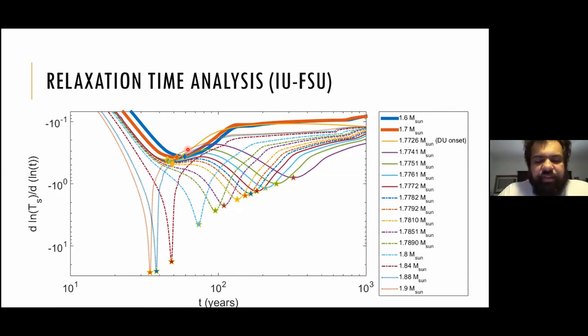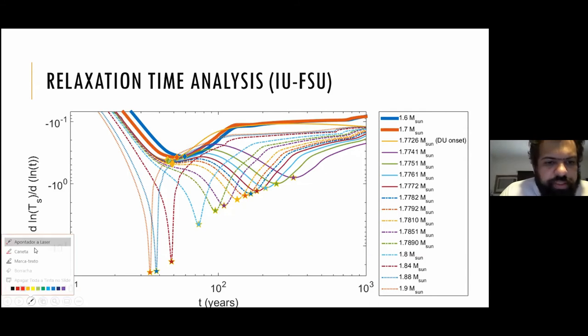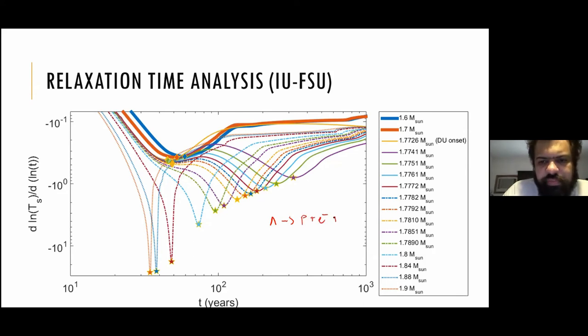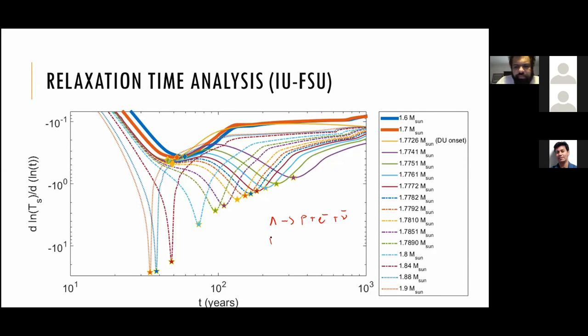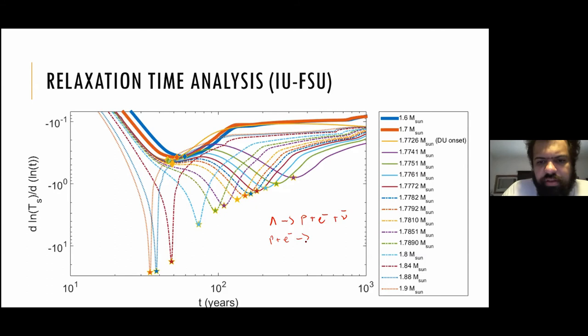But the phase space in which the hyperon direct Urca process takes place, and among those, I think the most prominent one is the lambda, which is the most prominent particle that we have. So basically lambda into proton, if I remember correctly, plus an electron, plus an anti-neutrino. Then I think we can have the inverse too. We can have a proton plus an electron, lambda plus a neutrino. Even this one, if I remember correctly, has a very limited phase space, so it does not affect much.